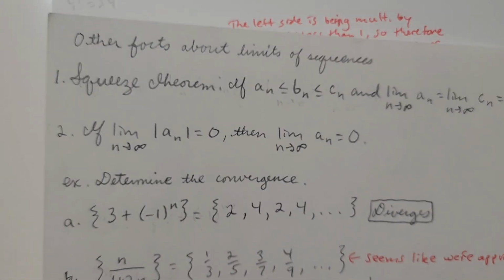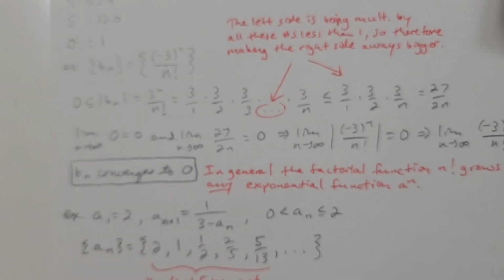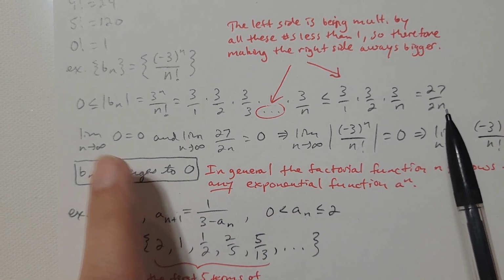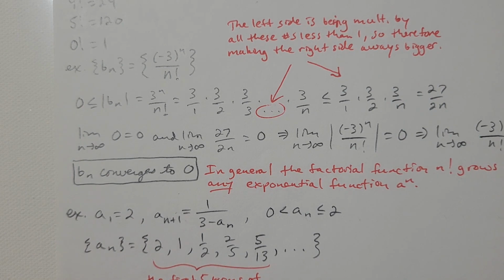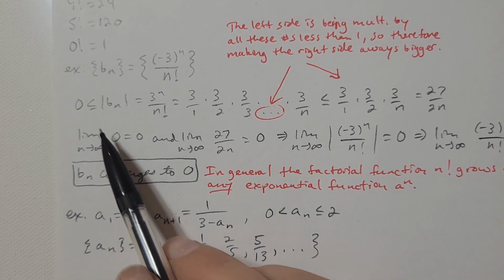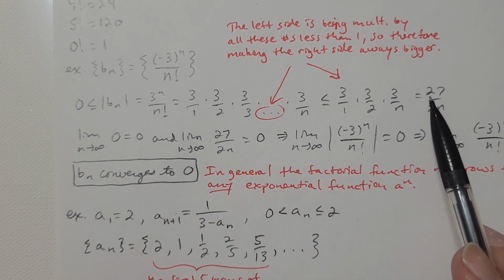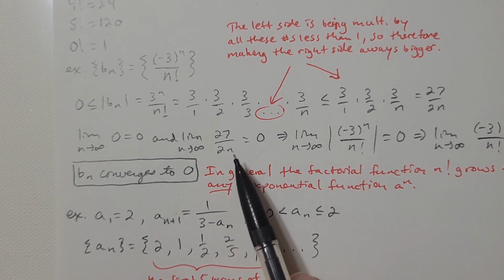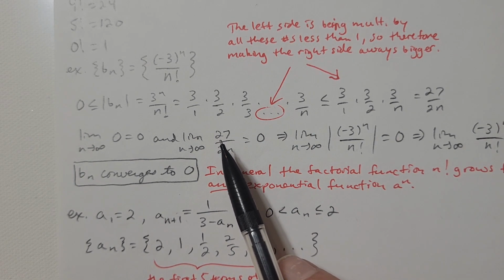The squeeze theorem is used in a couple of these problems here. It says that if the limit as n approaches infinity of the outer sequences are the same number, then the limit as n approaches infinity of the sequence in the middle has to approach the same number as well. Well, the limit as n approaches infinity of 0 is 0. And the limit as n approaches infinity of 27 divided by 2n is 0, right? Because the denominator grows without bound as the numerator just sits at 27. So the y values will be getting very small, closer and closer to 0.